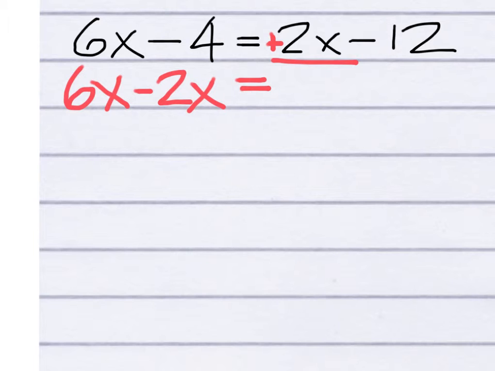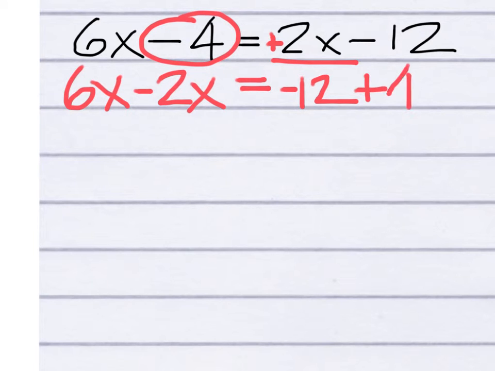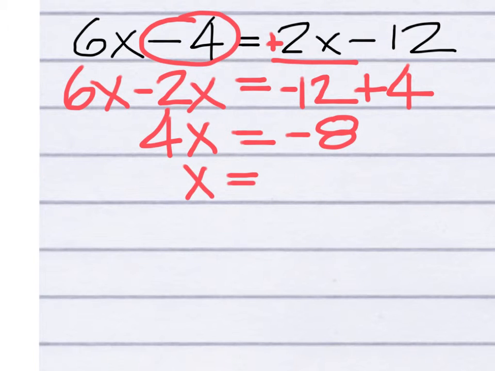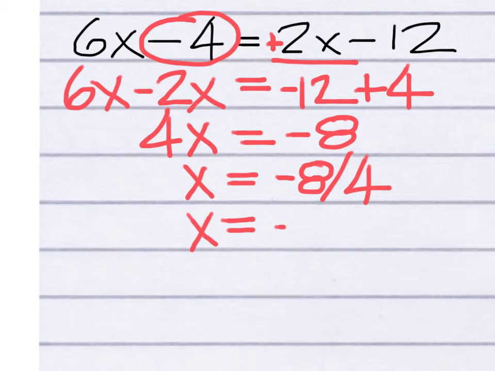On the right hand side you have a number that's already there, and that is minus 12. On the left you have a minus 4. It must go to the right side and become plus 4. Once you get your x's on the left and your numbers on the right, you must simplify both sides. 6x minus 2x is 4x. Then negative 12 plus 4 is negative 8. Divide negative 8 by 4. You get an answer of negative 2.